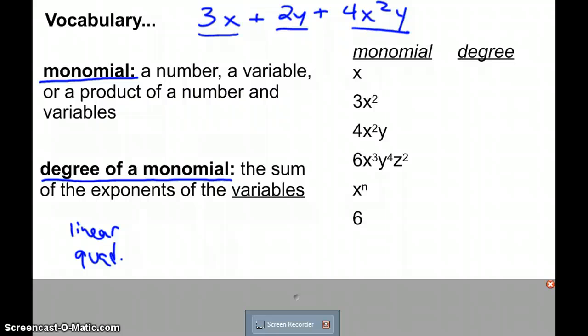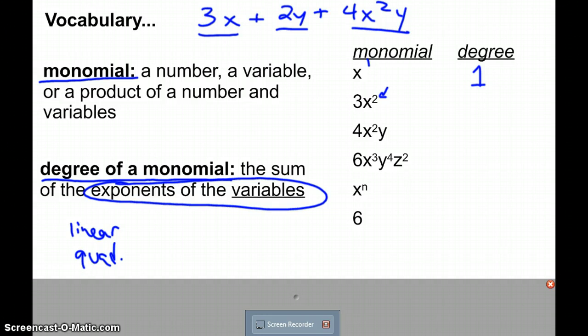As we take a look at the examples, the first example, monomial x, is x to the first power. If we look at the sum of the exponents, we would say this is degree 1. The second term, 3x squared: when we look for the degree, it's the sum of the exponents of the variables, so we're solely focusing on the x squared. Since that's our only exponent, it has a degree of 2.